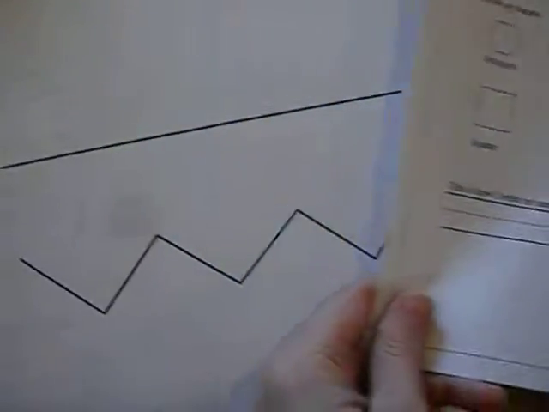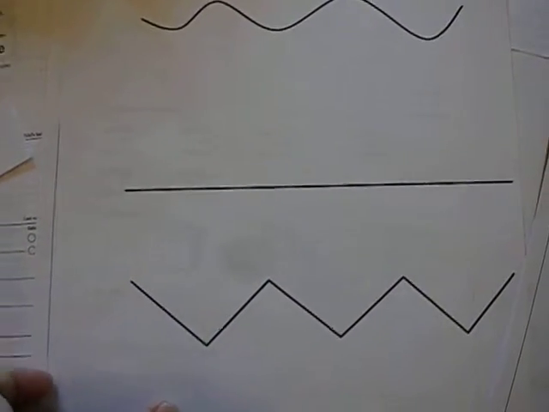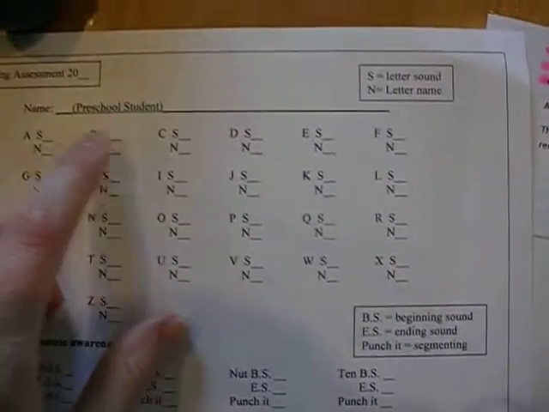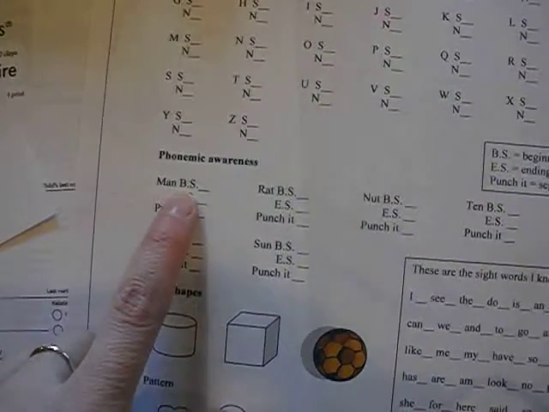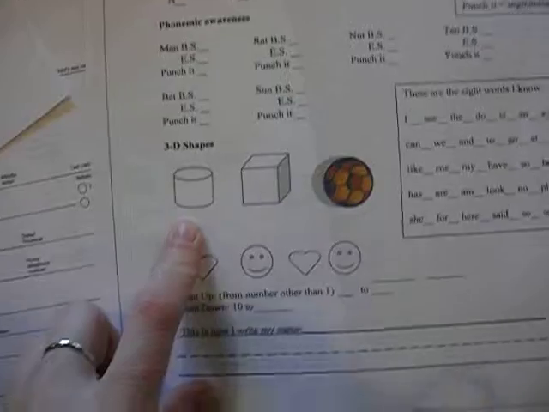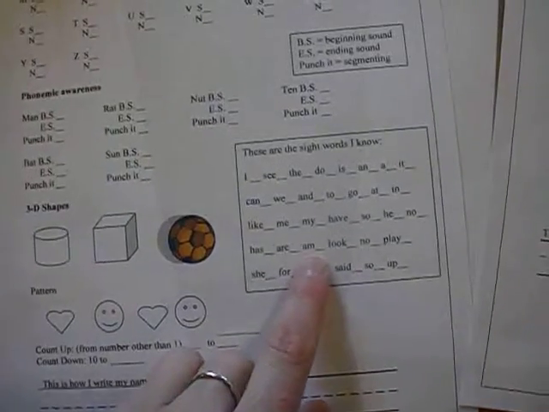I also assess in the fall their cutting skills. So I give them this paper and ask them to follow the lines using just a pair of scissors and their own 2 hands. I reassess that in the spring, but I also look at phonemic awareness, if they know the sound of a letter and the name of the letter. I also check to know if they can represent beginning sound, ending sound, and if they can segment their words. I assess 3D shapes in the spring, pattern recognition, counting up from a number other than 1, a countdown from 10 to 0, how well they write their name, and also sight words.